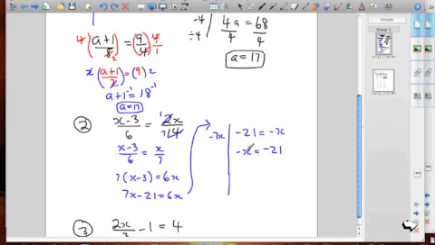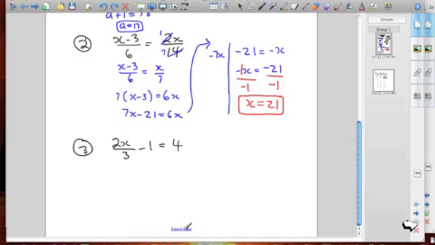Now, what can I divide this by or multiply it by to get a positive x? If you think about it, we aren't changing any rules. The coefficient is negative 1. So if I divide by negative 1, I end up with x equals 21. In actual fact, you can multiply by negative 1 also. It'll just change the sign.